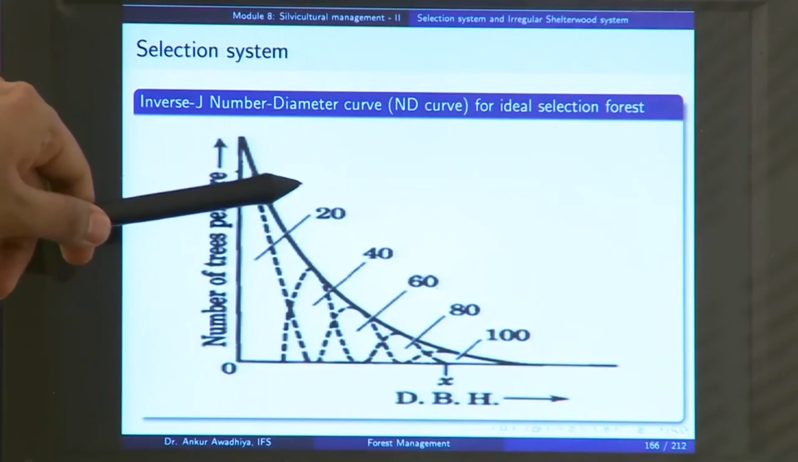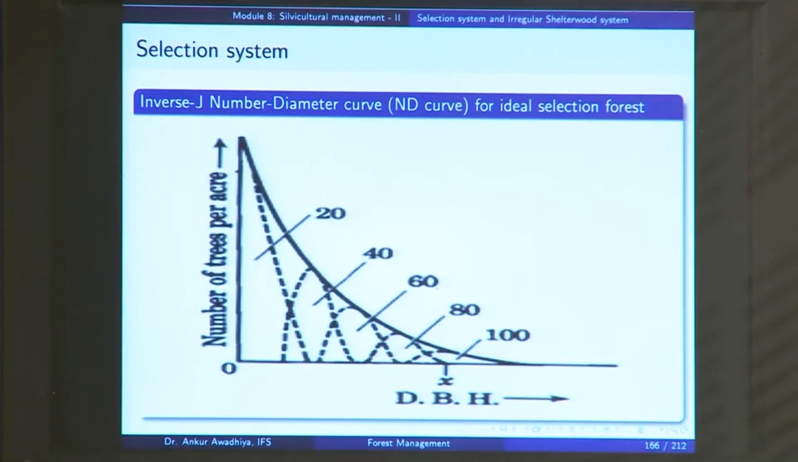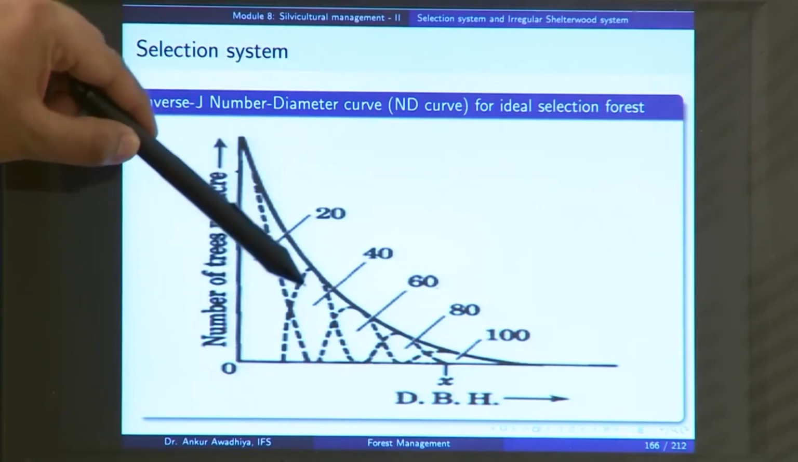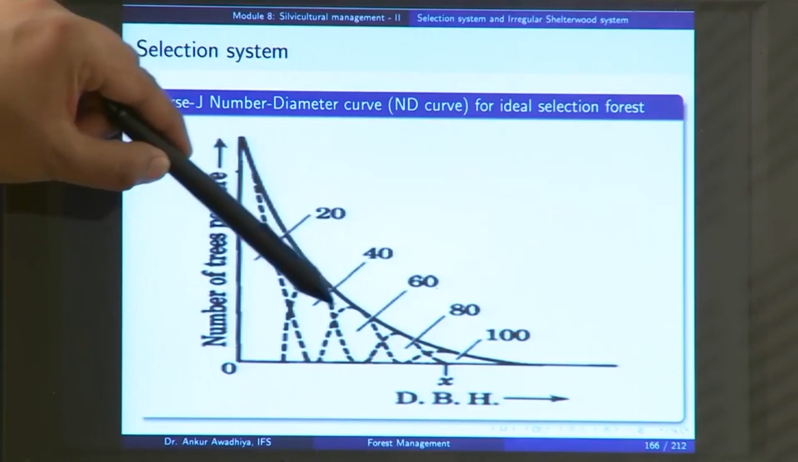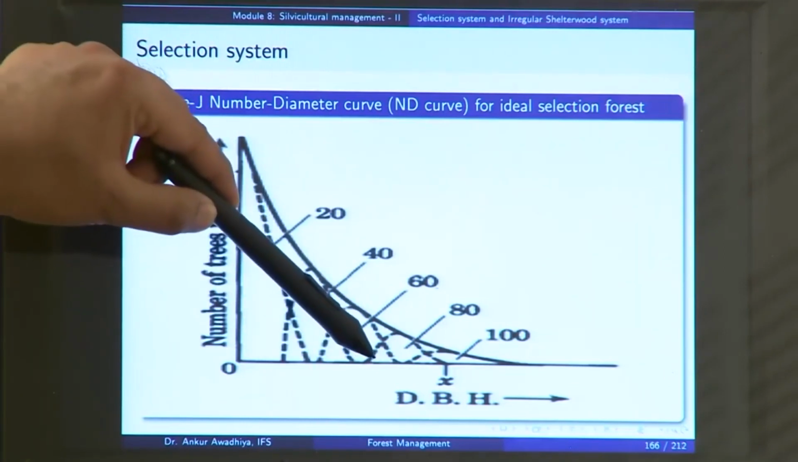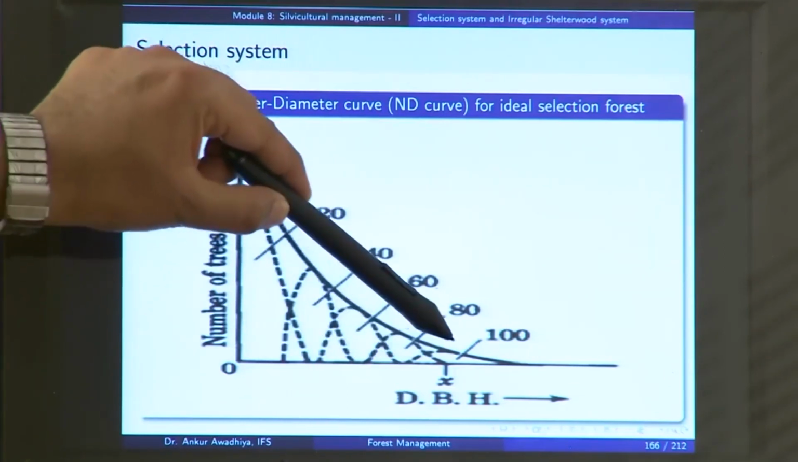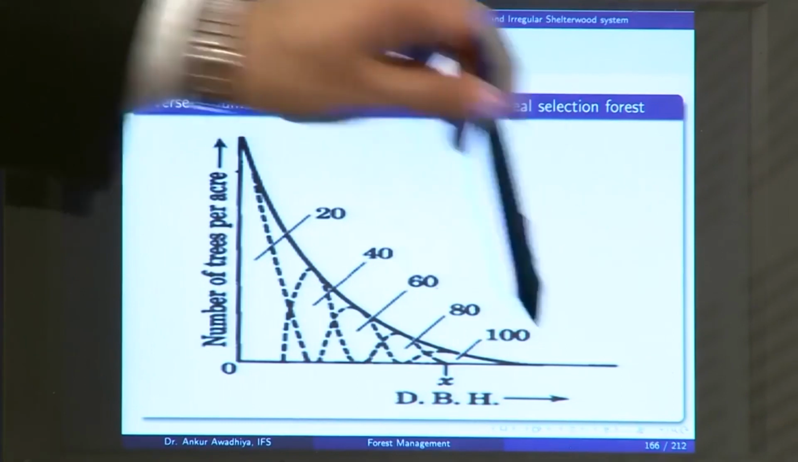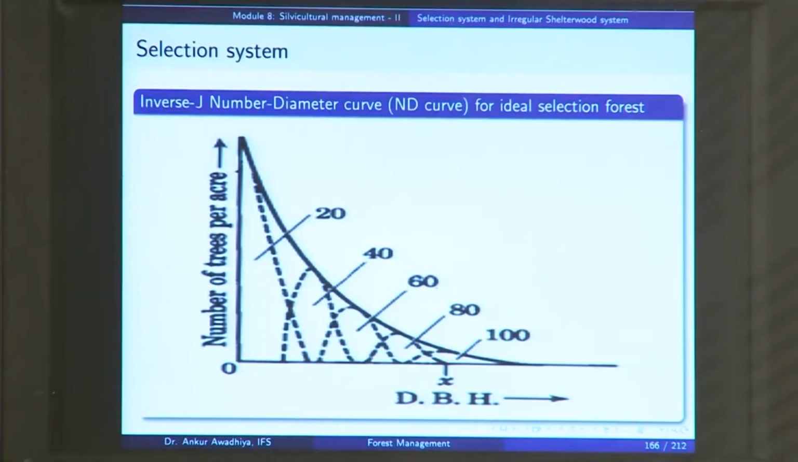that corresponds to trees up to 20 years of age. So, 0 to 20 years is coming here, then 20 to 40 years is coming here, 40 to 60 years has a curve like this, 60 to 80 years has a curve like this, and 80 to 100 years has a curve like this. Now, if you are joining the tops of all of these curves, you get an ND curve.